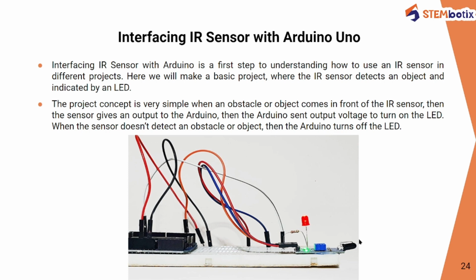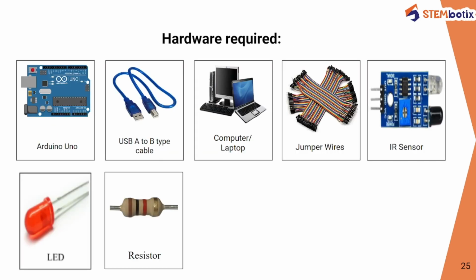The project concept is very simple. When an obstacle or object comes in front of the IR sensor, the sensor gives an output to the Arduino. Then the Arduino sends output voltage to turn on the LED. And when the sensor does not detect any obstacle, the Arduino Uno turns off the LED. So this is basically how our project is going to work.